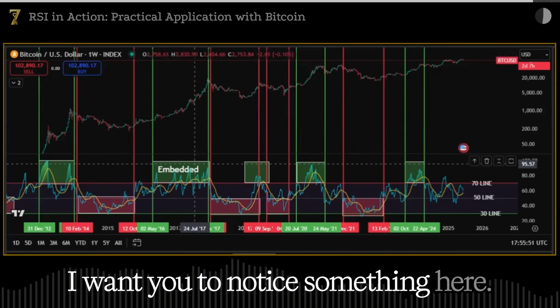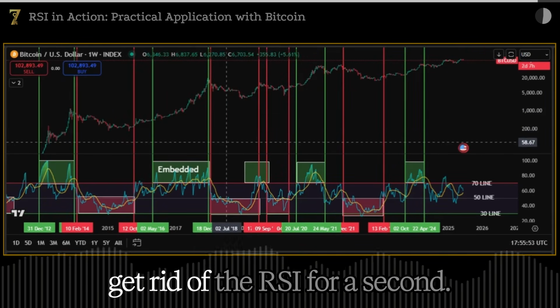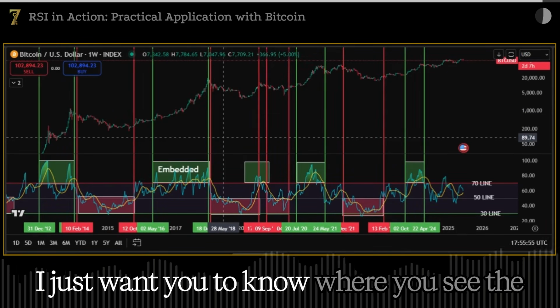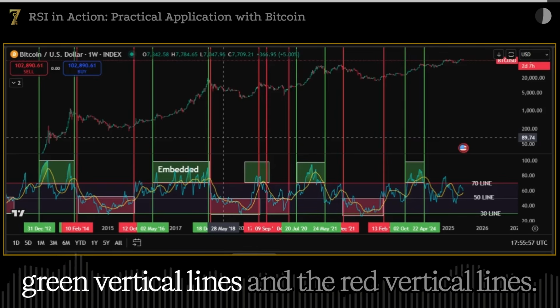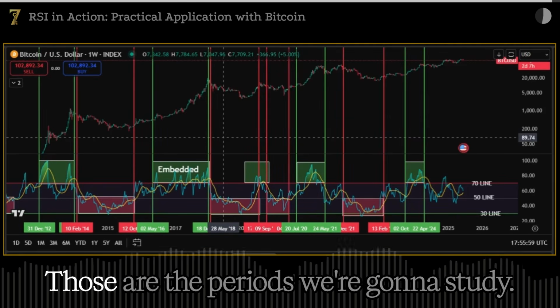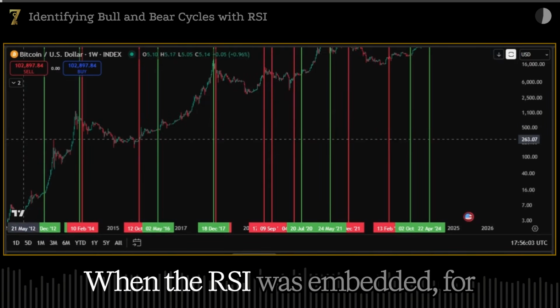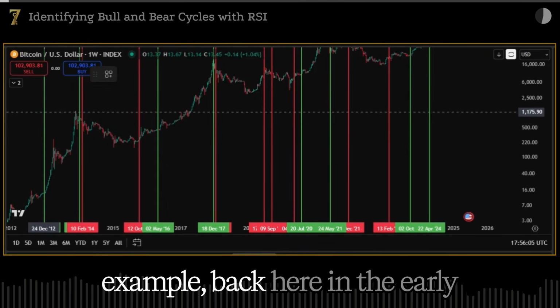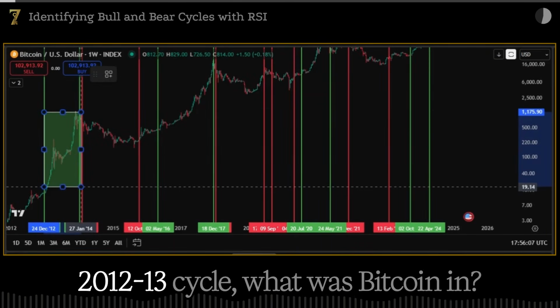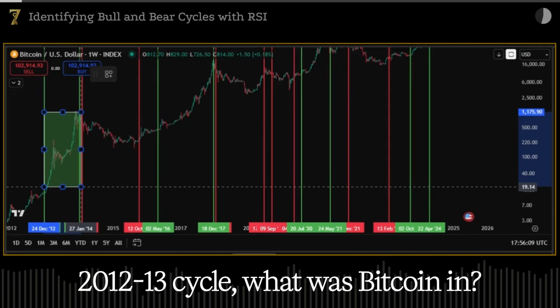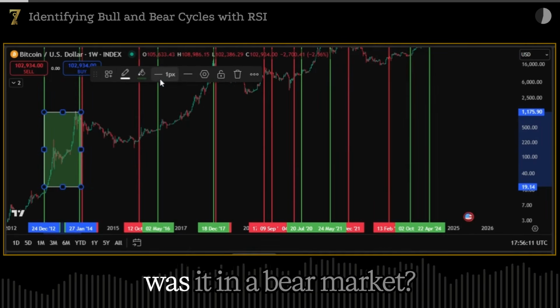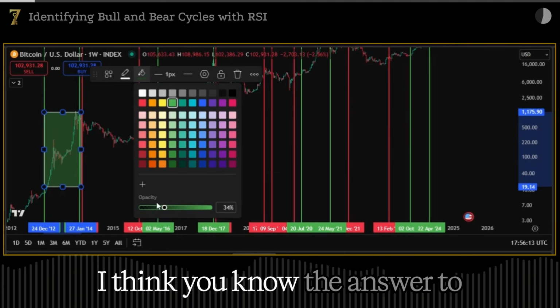I want you to notice something here. I'm going to get rid of the RSI for a second. I just want you to know that where you see the green vertical lines and the red vertical lines, those are the periods we're going to study. So I want to ask you a question. When the RSI was embedded, for example, back here in the early 2012-13 cycle, what was Bitcoin in? Was it in a bull market or was it in a bear market? I think you know the answer to that.